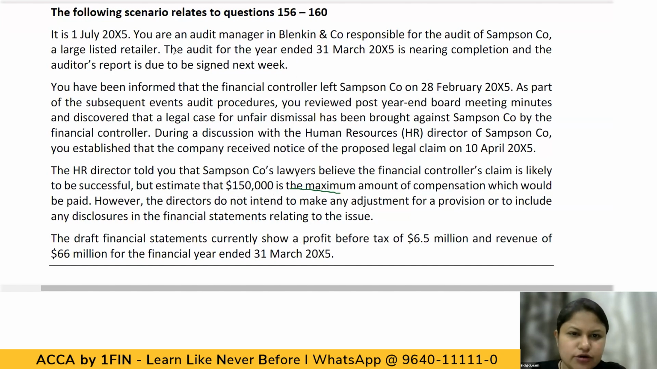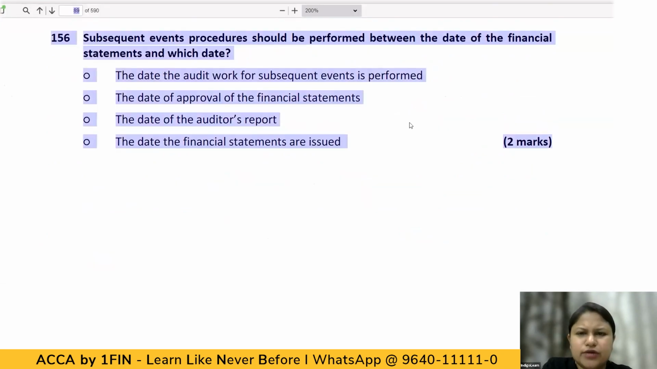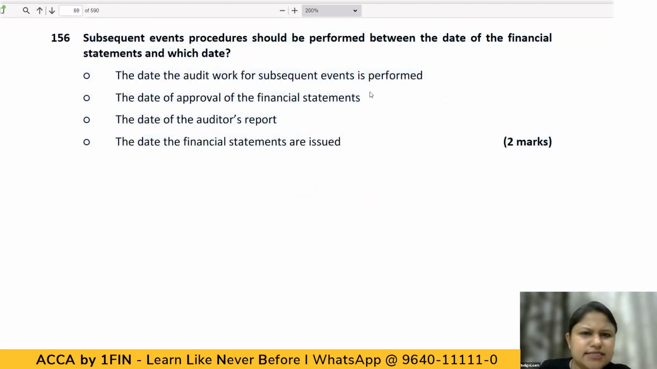So you need to understand here they're talking about a subsequent event. They talk about a person who has left the organization on 28th February, that is before the year end. And he has filed a case after the year end, for a condition that already existed before the year end. He filed a case for which the notice was received on 10th of April. The lawyer has given a confirmation that there's a possibility there could be an outflow and the estimate will be $150,000. Looking at this particular amount, that doesn't seem to be material. Okay, let's see the questions. So first of all, from completion and review and reporting, you can have questions in both objective and descriptive, so section A and section B both could be questioned on. Now, subsequent event procedures should be performed between the date of the financial statements or which date?